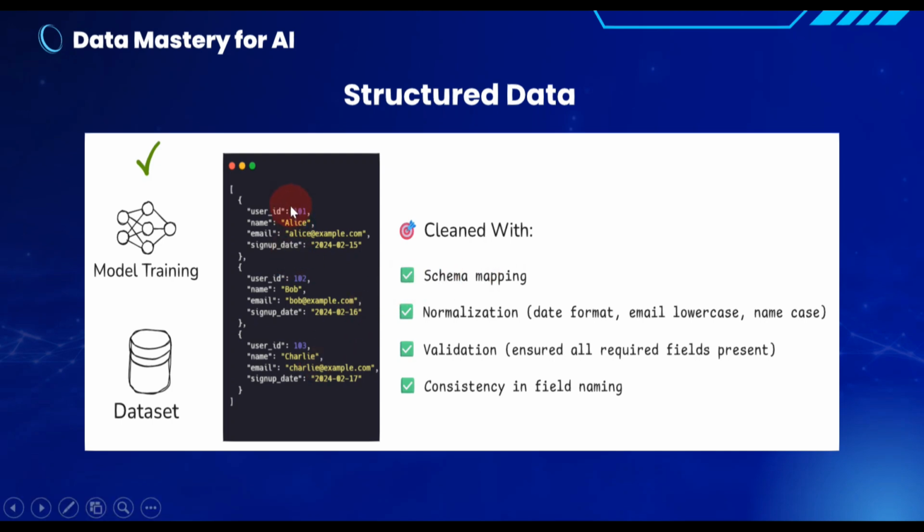Now here we can see that it is completely clean data, and you cannot find a difference in any of these sections, right? So it's a proper schema mapping. Normalizations like date format, email lowercase, name case, and validation ensures all required fields are present, right? These are all standard practices that come with clean data. Then consistency and field mapping.